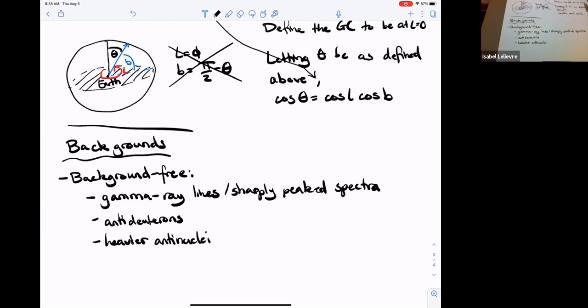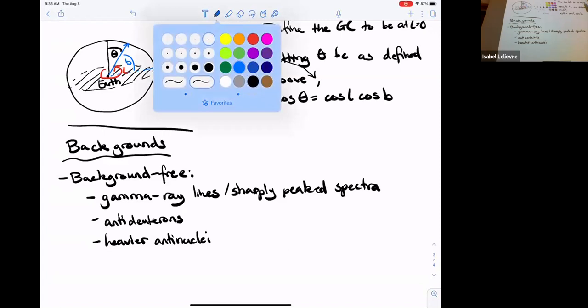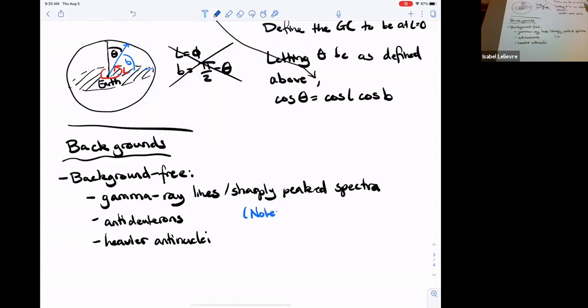Note that this statement that lines don't have backgrounds is specific to the gamma ray case. If we look at lower energy lines, once we get down into the X-rays, the X-ray lines have backgrounds from atomic and nuclear transitions. Excuse me, what about the lines coming from accelerated photons? Wouldn't those also show up as gamma ray lines?